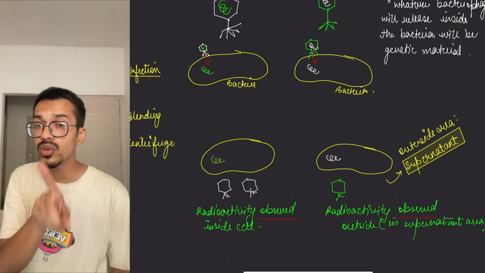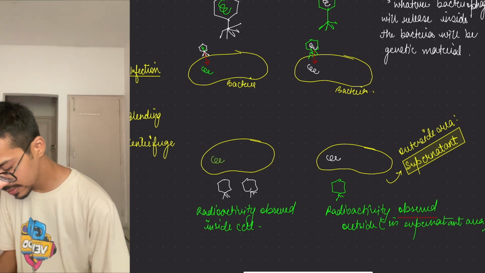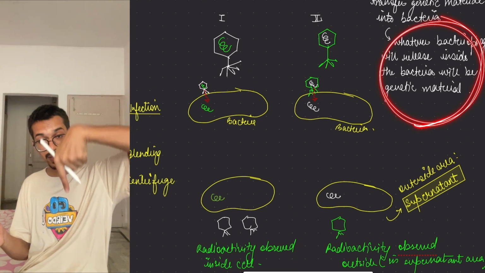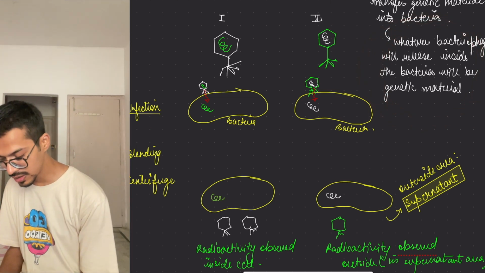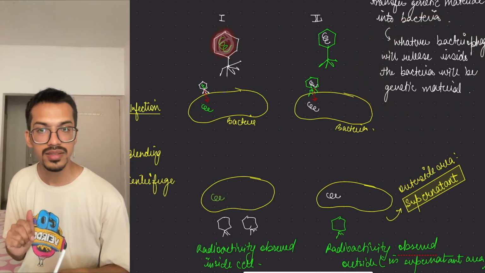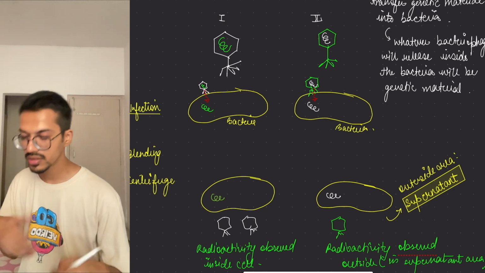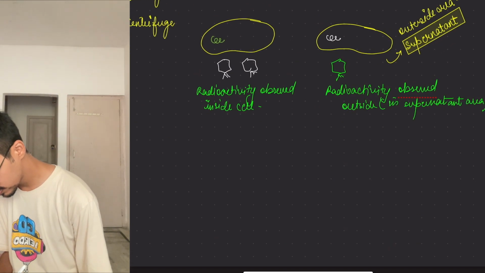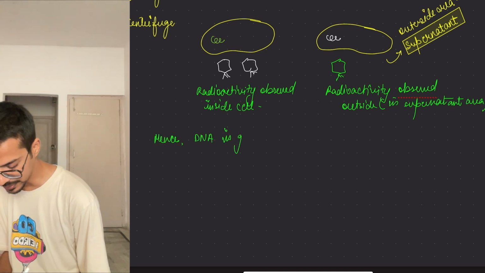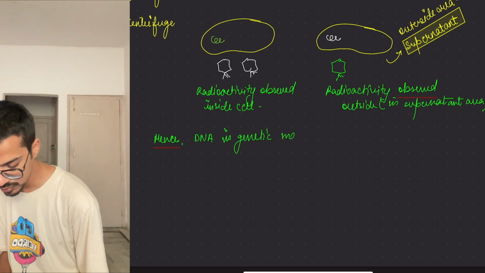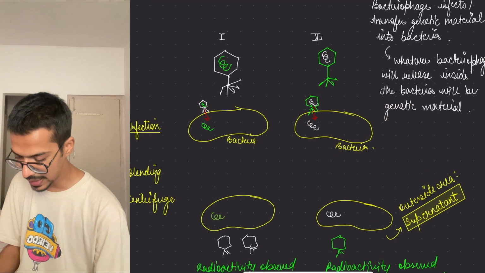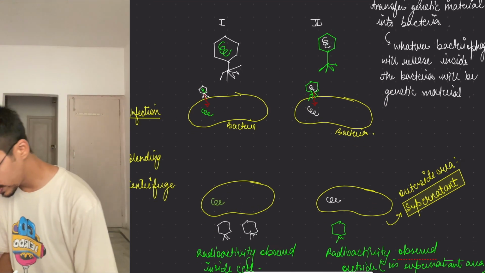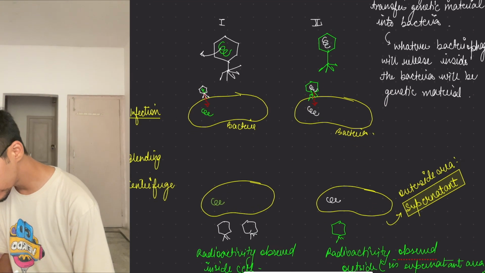Which tells us what? I told you that. Remember this fact: whatever is released inside will be the genetic material. What is released? The first bacteriophage's DNA. So DNA becomes the genetic material, and it is proved over here. Hence, DNA is the genetic material, proved over here. Right? So now the question is, what did we do over here? We made phosphorus radioactive.